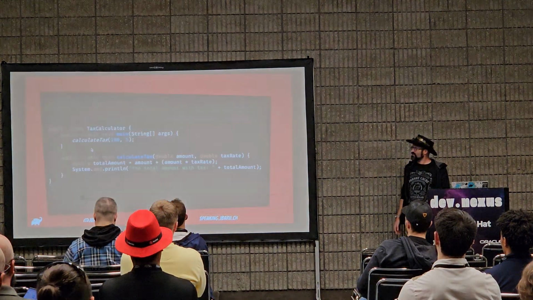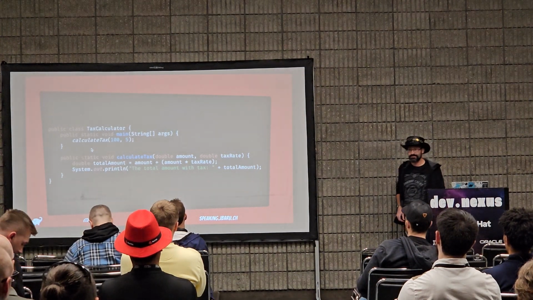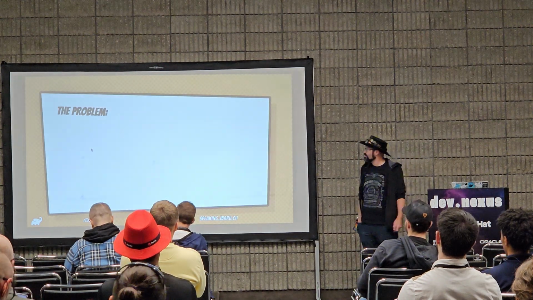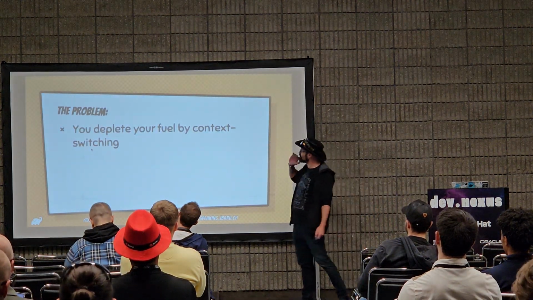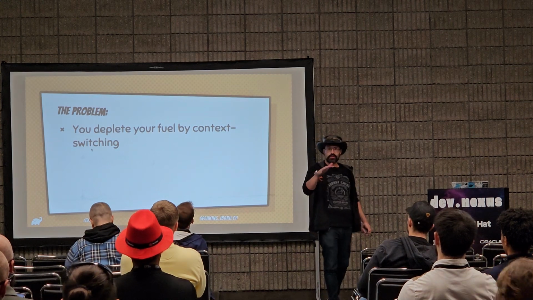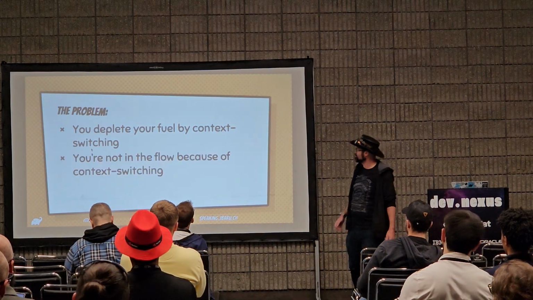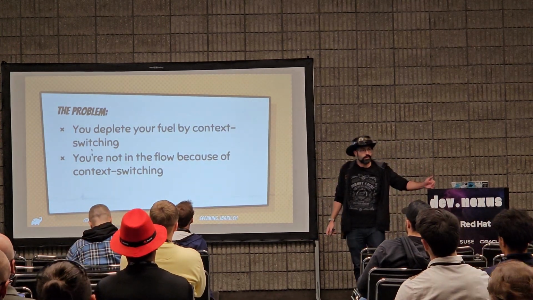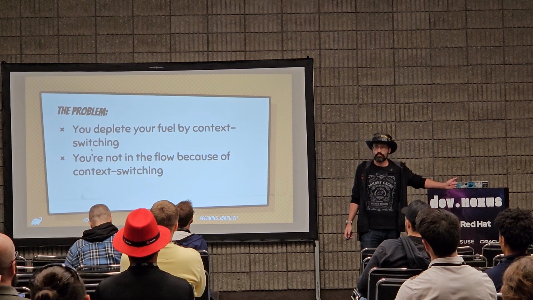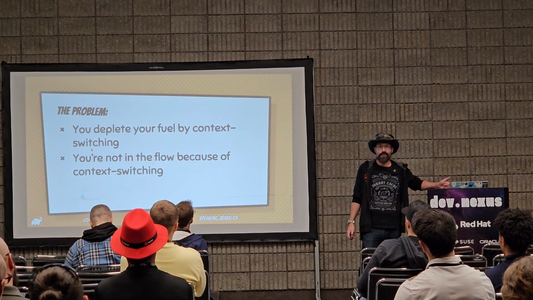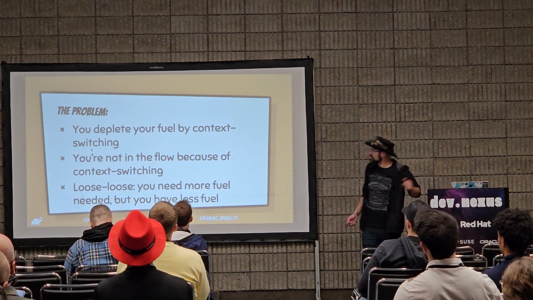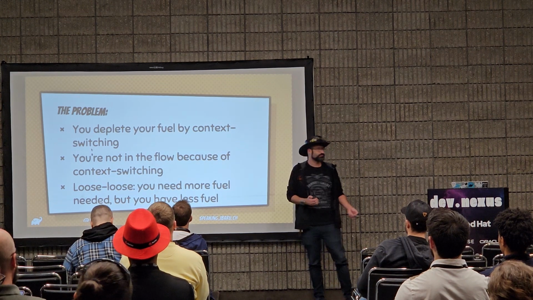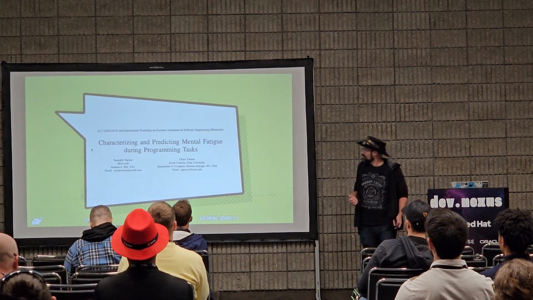Right? That was a pretty amazing example. And this is you writing code every day after interruptions. The problem is you deplete your fuel by context switching. And you just saw a very clear example of that. And you are not in flow because of context switching. And you remember, flow is effortless, not effortful. So it's a lose-lose. You need more fuel, but you have less fuel.